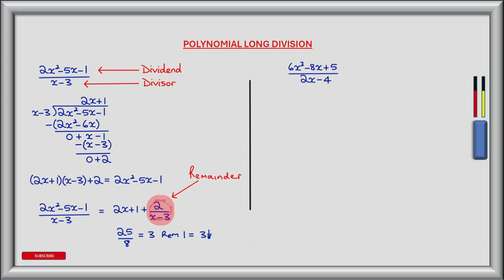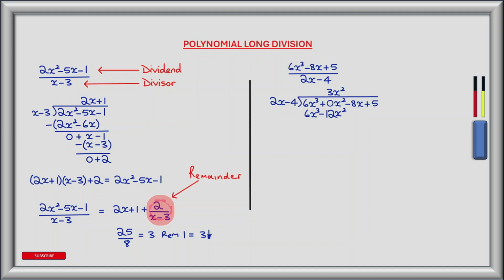In this example, we're going to use long division to divide 6x cubed minus 8x plus 5 by 2x minus 4. So let's set up our long division. So our divisor is 2x minus 4. Now if we look at our dividend here, we have a third degree polynomial, but it's missing the x squared term. So under the long division bar, we include a 0x squared term. So we have 6x cubed plus 0 times x squared minus 8x plus 5.